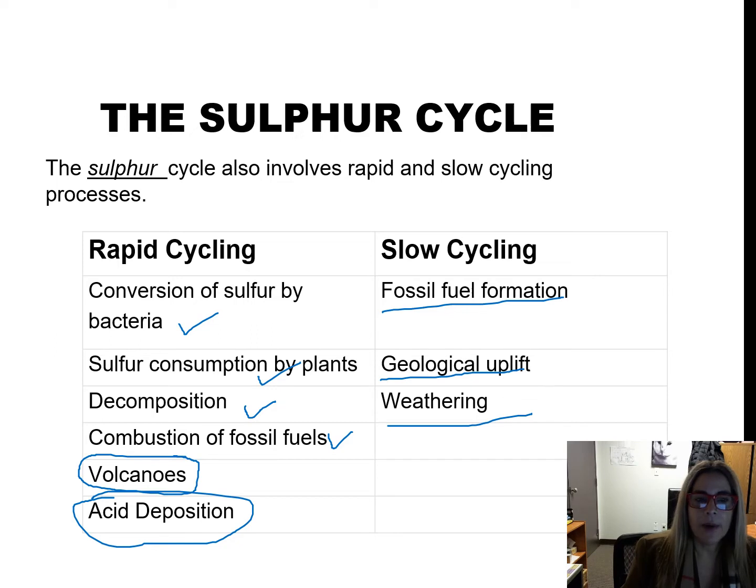Okay, but definitely you can see that the rapid cycling piece is very, very impactful when it comes to the input of sulfur into the atmosphere. Sometimes good, conversion of bacteria and decomposition, etc., and sometimes not so good, like that acid rain piece.